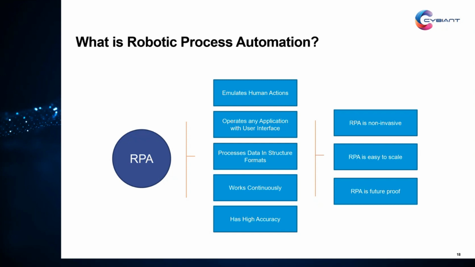It is also about processing data in a structured format. Of course, in the advanced level we can also talk about slightly unstructured data, which involves artificial intelligence as well, but that is an advanced part which we are not going to touch today. RPA can also work continuously, nonstop, because it is basically a software. As long as there's energy and the PC is on, it can work 24/7 with very high accuracy. Whenever we request it to get data and type into the software application, it will never go wrong.